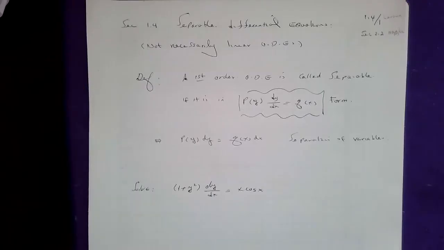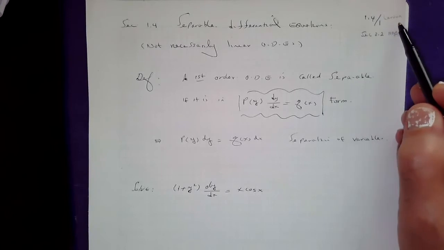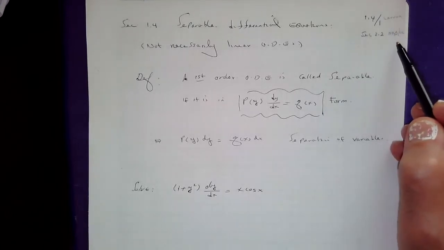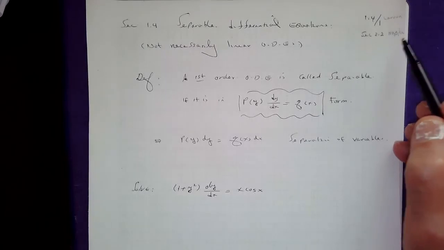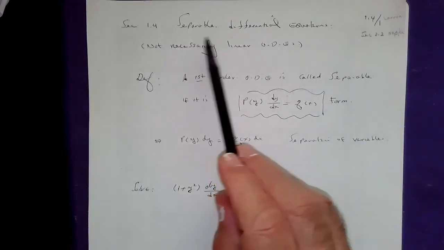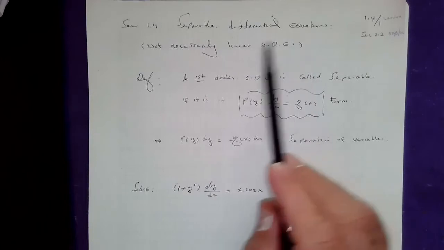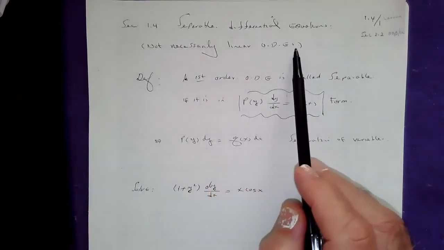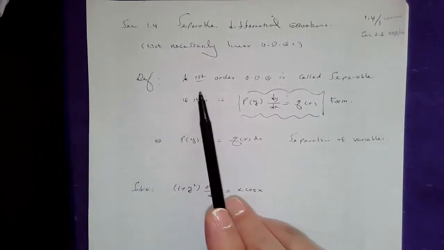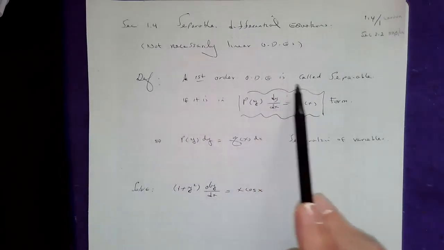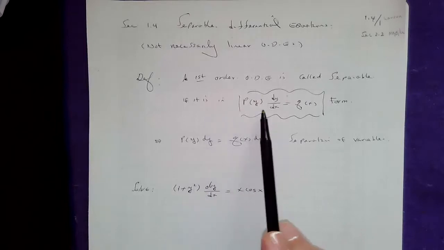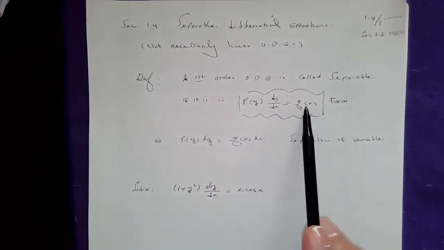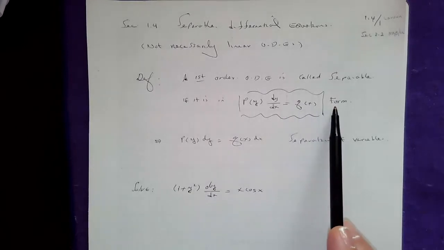Section 1.4 in Larson textbooks, which is the same as section 2.2 in Nagel's textbook. This is called separable differential equations. They're not necessarily linear ordinary differential equations. So here's the definition. A first order ordinary differential equation is separable if it is in this form: P of y dy/dx equals q of x.